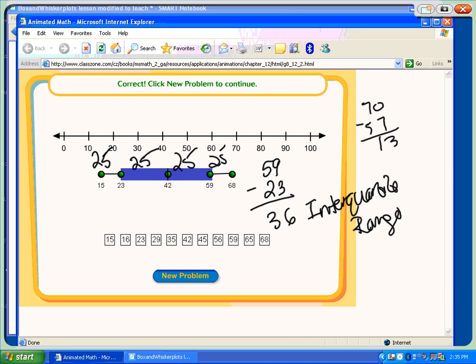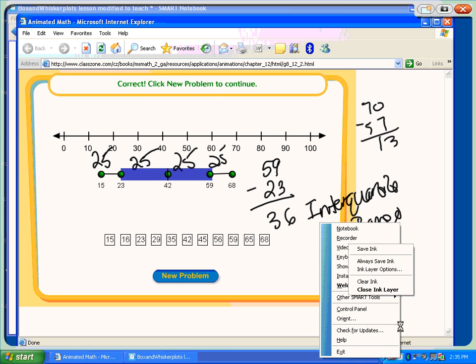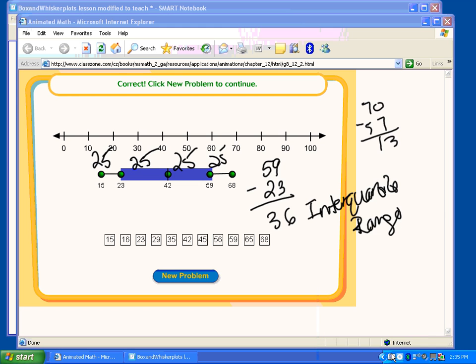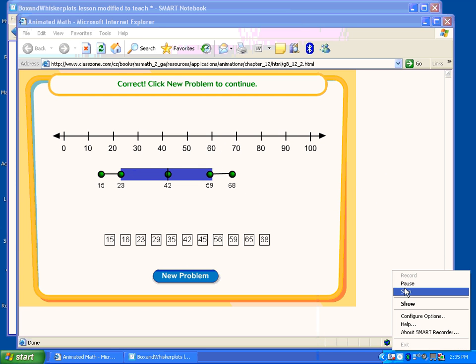Any questions about a box and whisker plot? No. Easy? Yes, ma'am. So easy. Okie dokie. Good job today, guys.